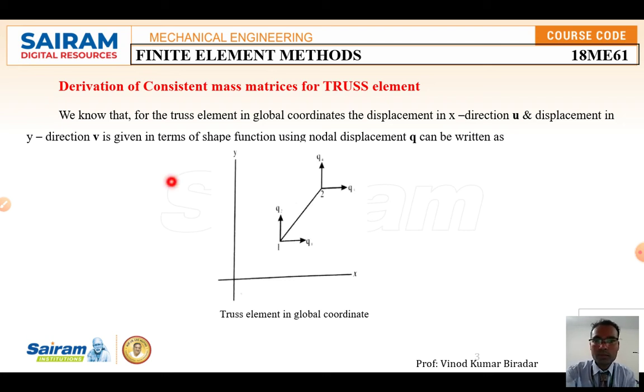Let us assume a one bar element, each node having 2 degrees of freedom: at node number 1, q1 and q2, and at node number 2, q3 and q4. Normally for the truss element in the global coordinate system, the displacement in the x direction is denoted as u and the displacement in the y direction as v, in terms of the shape function using nodal displacement, as in model number 2. Here, in place of u and v, we are going to denote the displacement by q. This is one bar element, so each node has 2 degrees of freedom, node number 1 and node number 2, giving the displacements q1, q2, q3, q4.